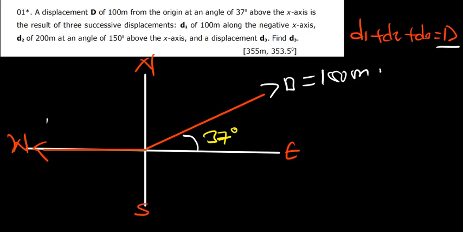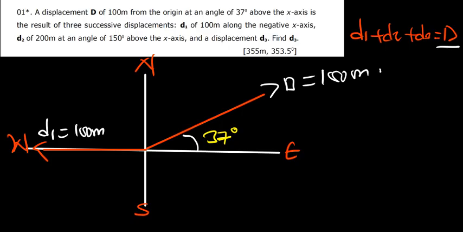So I'll say that my D1 is 100 meters. The angle is 180 degrees. I continue. D2 of 200 meters at an angle of 150 degrees. Where can I find 150 degrees? 0 to 90 is found in the first quadrant. Okay.